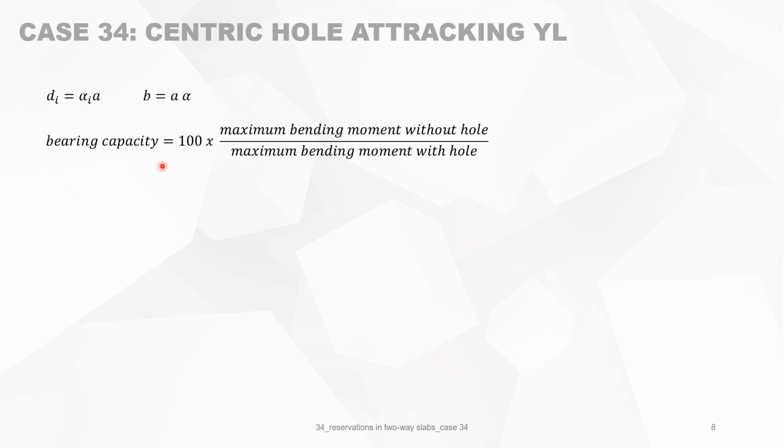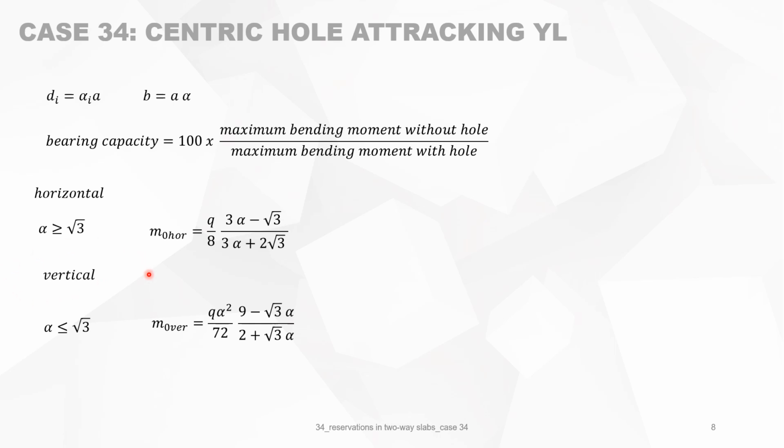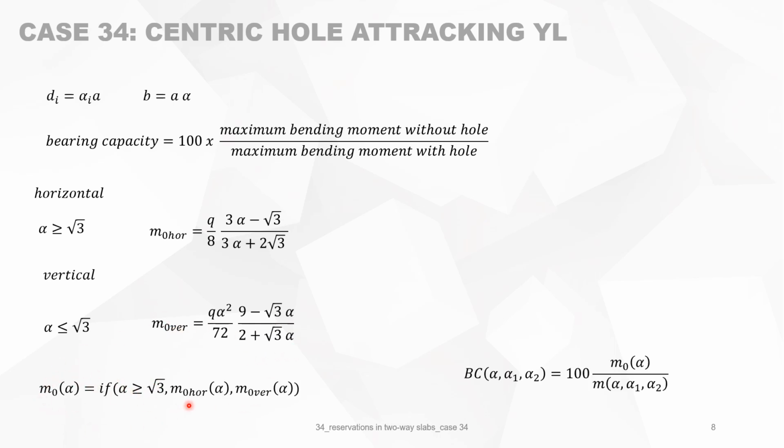The bearing capacity is defined as 100 times the maximum bending moment without the hole divided by the maximum bending moment with the hole. And for the horizontal case, when alpha is bigger than the square root of 3, we know that the bending moment without the reservation is equal to this expression. See the previous videos in the same playlist. And for the vertical yield line pattern, when alpha is smaller than 1.7, then the bending moment without the reservation is equal to this. So M0 is equal to this function.